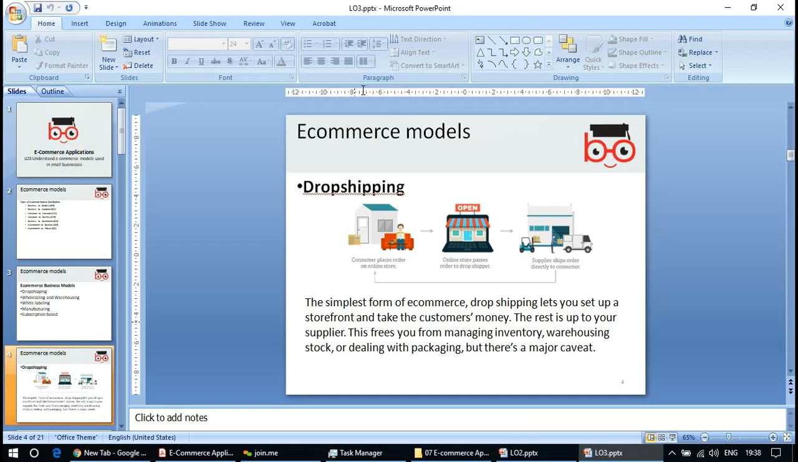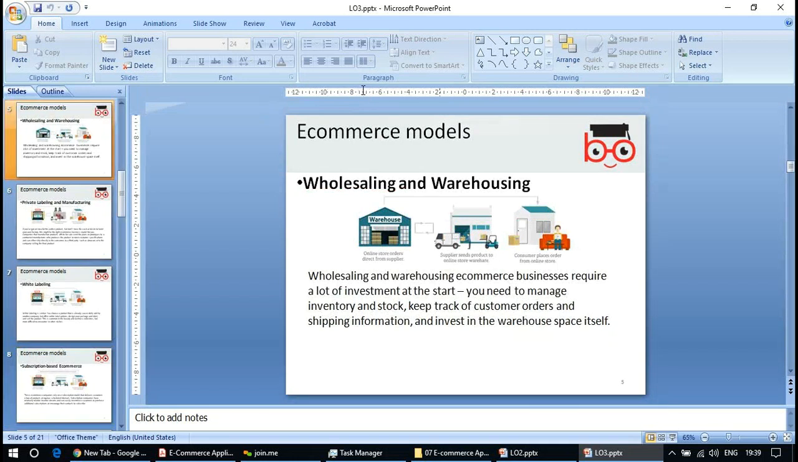It says you set up a storefront and take the customer's money, and they have contracts with their suppliers, and it's the responsibility of their suppliers to provide the stuff directly or indirectly. So that's basically one of the e-com models.